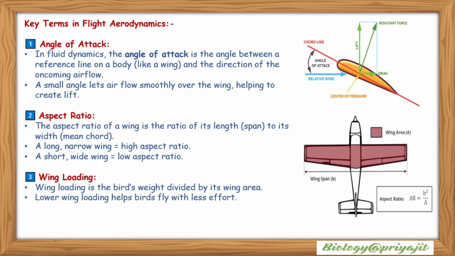Aspect ratio. The aspect ratio of a wing is the ratio of its length or span to its width, that is, its chord. A long narrow wing has a high aspect ratio and a short wide wing has a low aspect ratio. Wing loading. Wing loading is the bird's weight divided by its wing area. Lower wing loading helps birds fly with less effort.